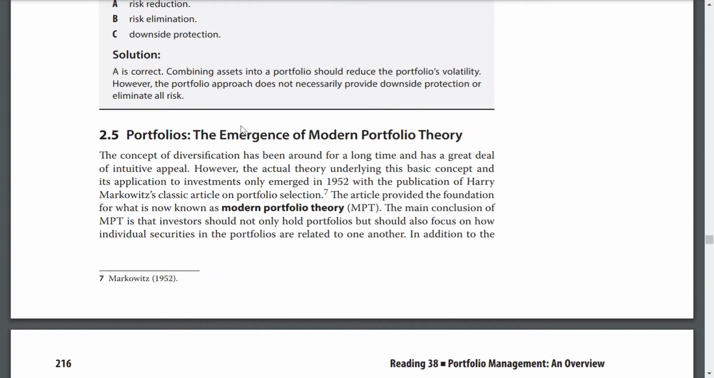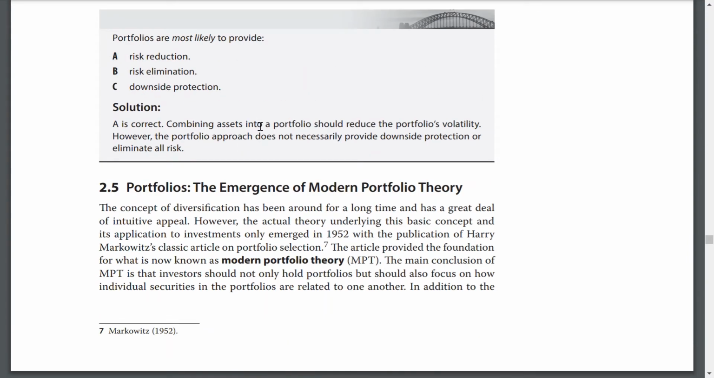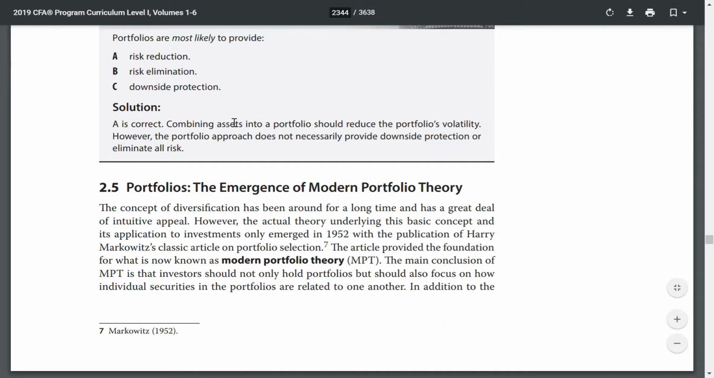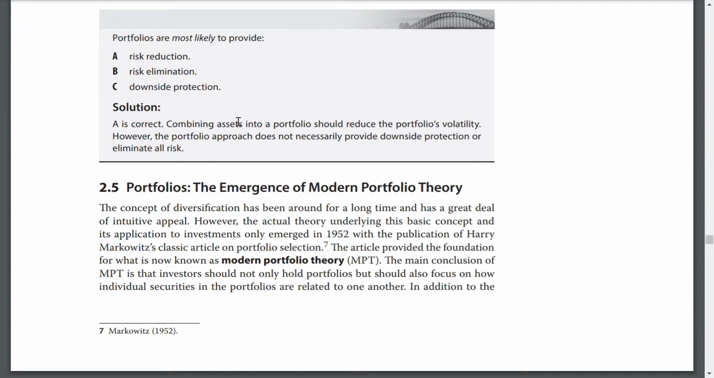Okay. Portfolios: the emergence of modern portfolio theory. The concept of diversification has been around for a long time and has a great deal of intuitive appeal. However, the actual theory underlying the basic concept and its application to investment only emerges in 1952 with the publication of the Harry Markowitz classic article on portfolio selection. The article provides a foundation for what is known as modern portfolio theory, or MPT. The main conclusion of MPT is that investors should not only hold portfolios but should also factor in how individual securities in a portfolio are related to one another.